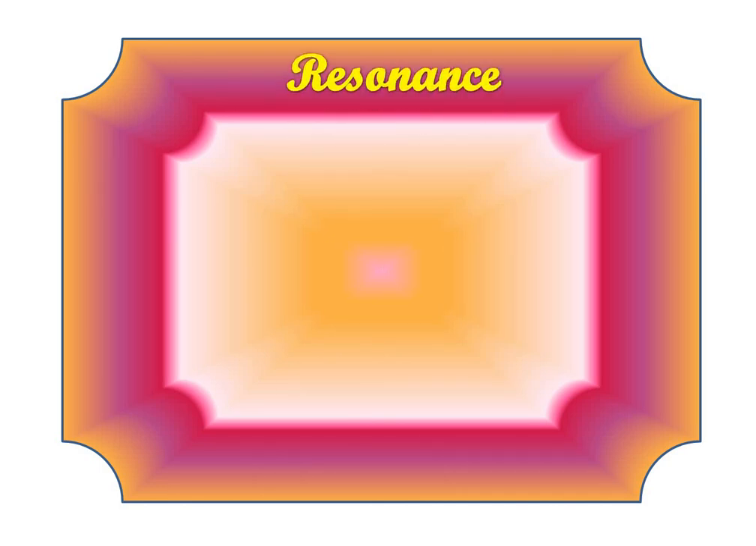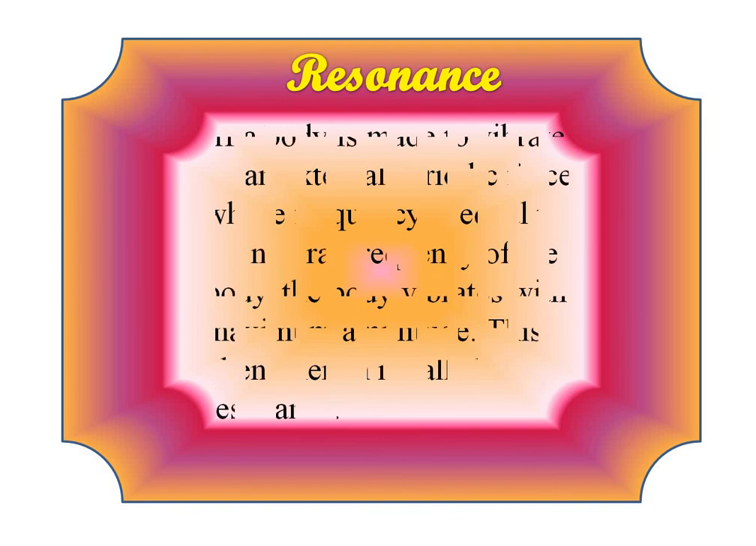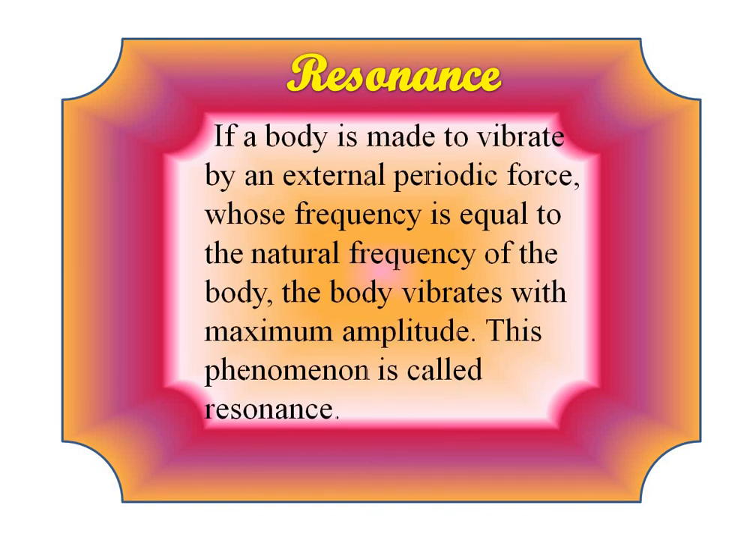The next point is what is meant by resonance. Let's see the definition. If a body is made to vibrate by an external periodic force whose frequency is equal to the natural frequency of the body, the body vibrates with maximum amplitude. This phenomenon is called resonance. Remember the definition, it is very important. We recall this definition once again.